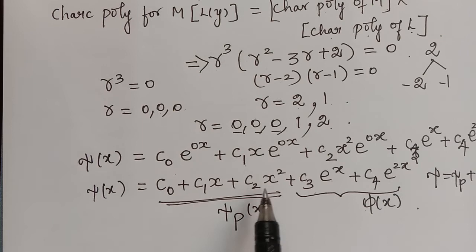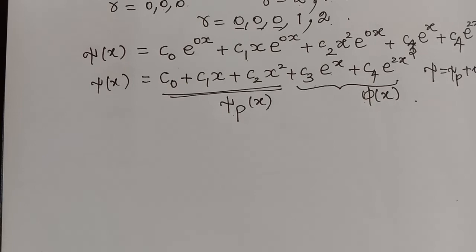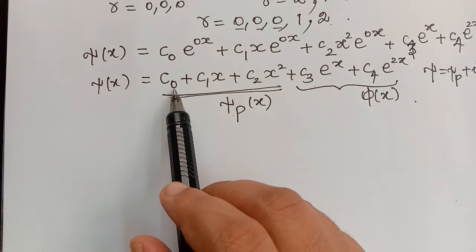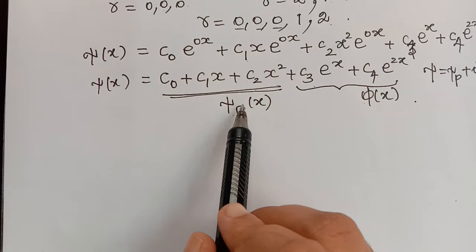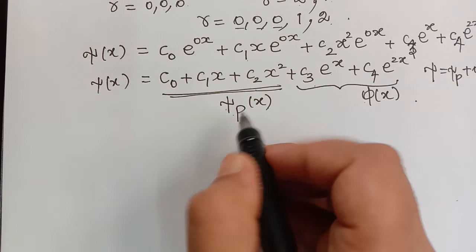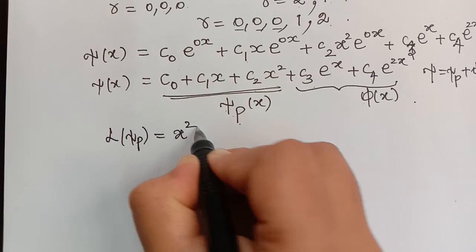But very importantly, in the particular solution, we should not have the constants. So these constants c naught, c1, c2 have to be eliminated. So this can be eliminated by substituting xi p in L of y equal to b of x. That is, we know that xi p is a particular solution of L of y. So L of xi p must satisfy this equation, that is, L of y equal to x square. It has to satisfy this equation because it is a particular solution.